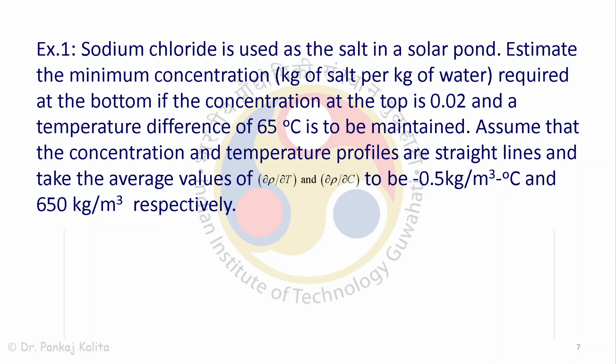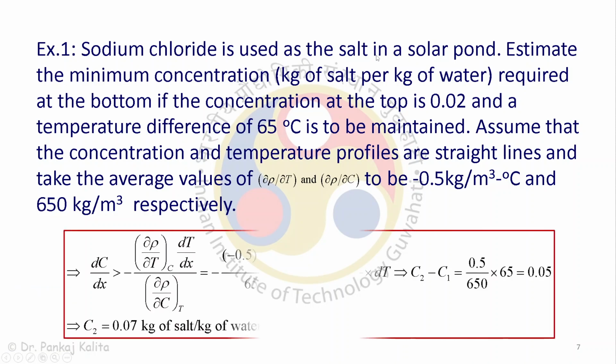So let's solve this question. This question says that sodium chloride is used as the salty solvent. Estimate the minimum concentration required at the bottom if the concentration at the top is 0.02 and the temperature difference is 65 degrees. Temperature varies on straight lines, with average values of dp by dt. So basically, you have to fill it in there.